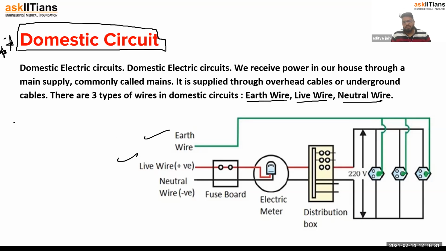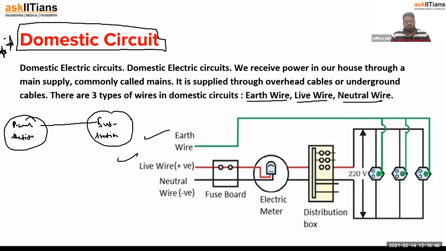Suppose this is the power station. Power supply is coming from the power station into a substation near your home, and then it is coming to your houses. Yes or no? At the substation, the supply which is coming is always of two wires: live wire and neutral wire.